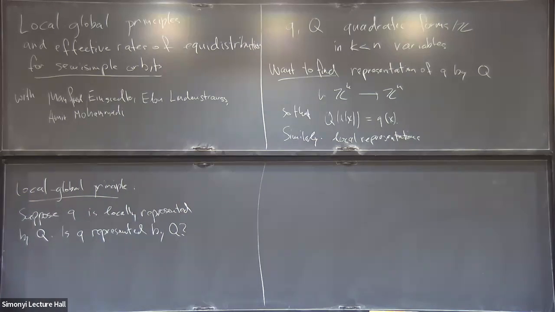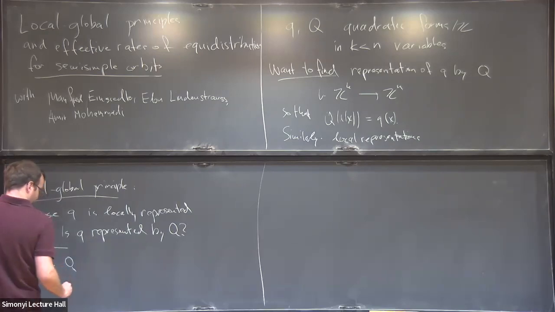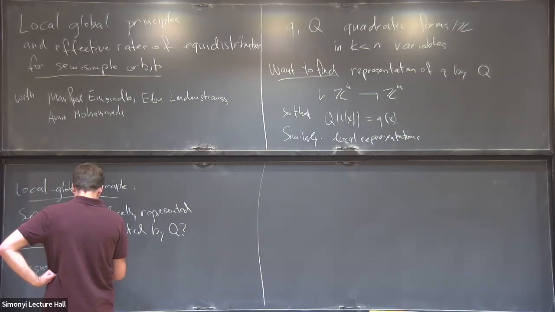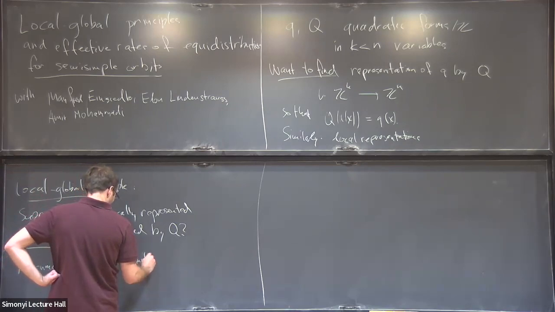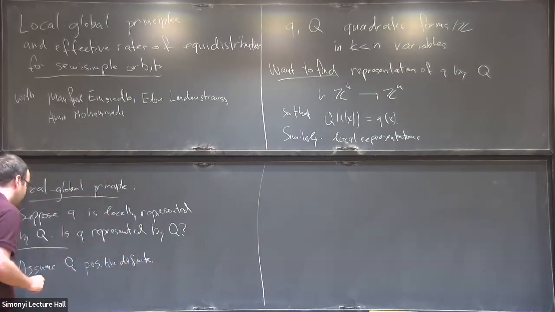For today's talk, because it's the most interesting case, we'll always assume Q is positive definite. Otherwise, you use strong approximation and spin groups, which makes it less exciting. So Q will be positive definite.